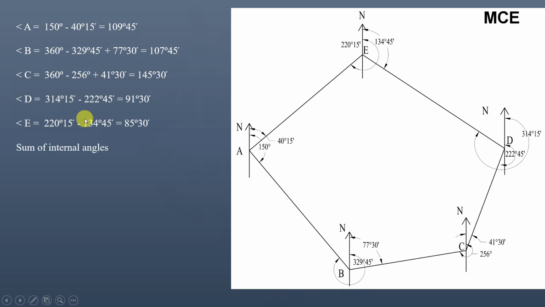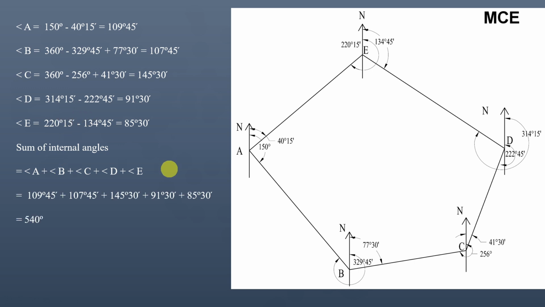Now you will check the sum of the internal angles of this closed traverse. When you add up all these angles, you will get the sum of these internal angles equal to 540 degrees. You will check the theoretical sum of the internal angles. For a closed traverse, the sum of internal angles is (2n minus 4) into 90 degrees, where n is the number of sides. We have 5 sides for this closed traverse, so the theoretical sum of internal angles is 540 degrees. We can see the sum of internal angles and the theoretical sum are both the same. It means there is no error present in the sum of the internal angles.